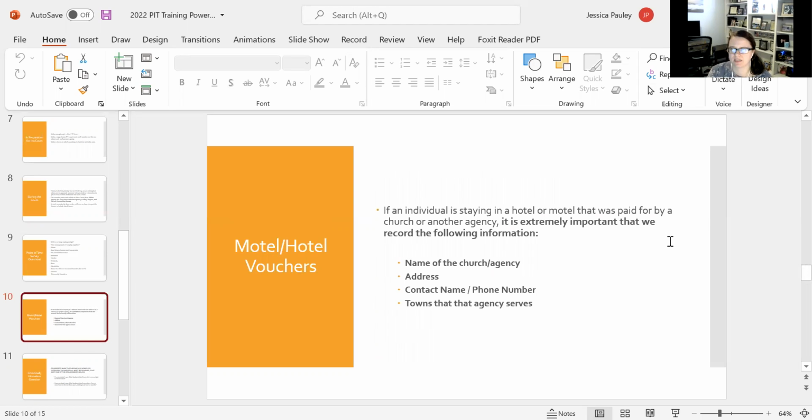If an individual is staying in a hotel or a motel, as long as it was paid for by a church or another agency and not by the individual themselves, it is important that we record the following information: the name of the church and the agency providing that assistance, that church's address or agency's address, a contact name and phone number, and then towns that the agency serves. If it's an agency that serves multiple towns, so it covers multiple counties, you can just put the county on there. That's the case.